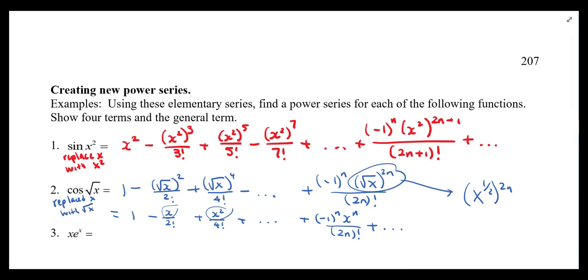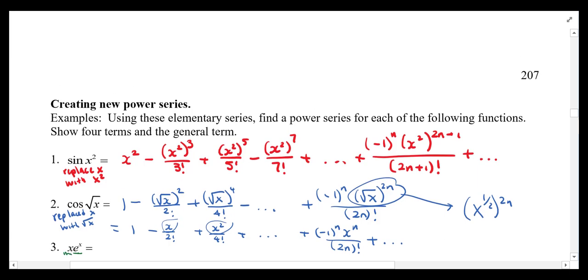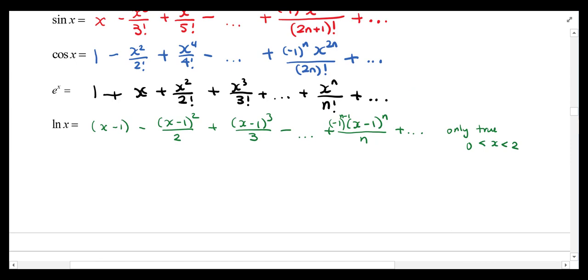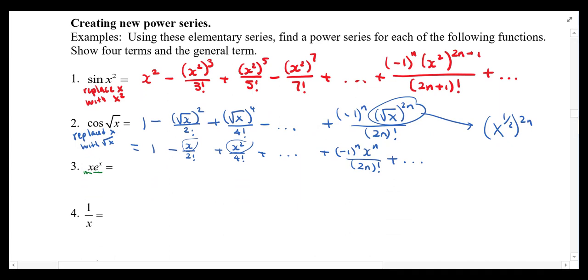All right. Now with number 3, we're not doing any replacing, but what I see here is I'm taking the e to the x function and I'm multiplying it by x. So really I'm taking the e to the x function here in black and multiplying each of those terms by, that's right, x. So I'll write it out like this, x times, and it'd be 1 plus x squared over 2 factorial plus x cubed over 3 factorial, and once again the general term, x to the n over n factorial plus dot dot dot.